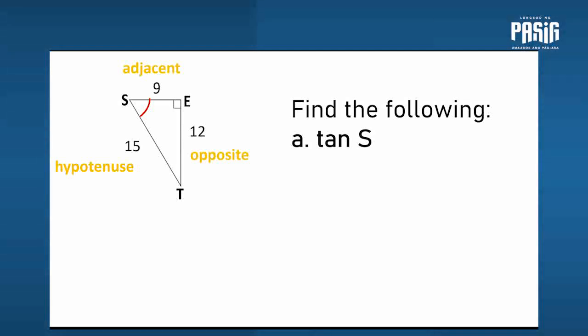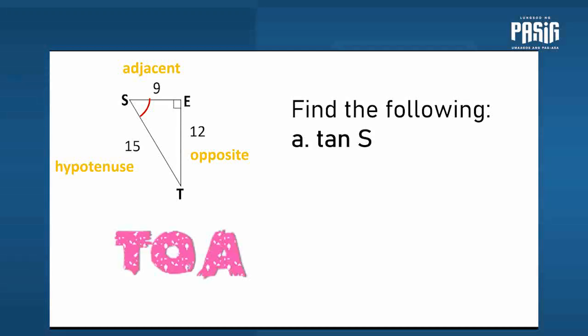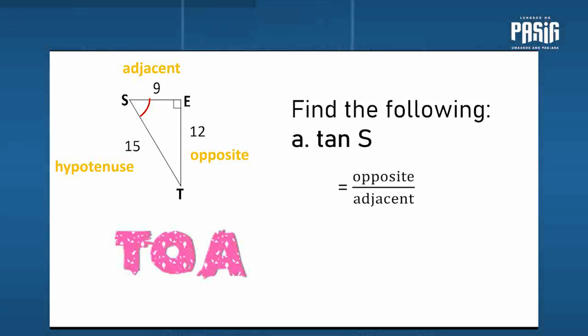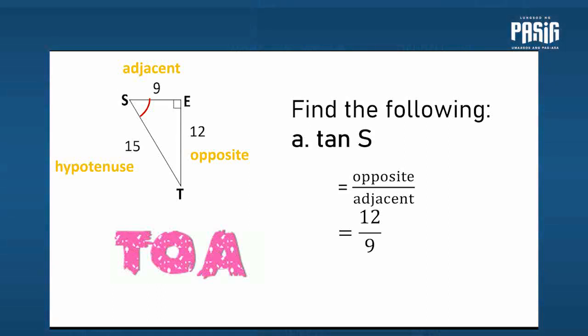Since we are to find the tangent of angle S, use the mnemonic TOA or tangent theta equals opposite over adjacent. In the figure, the opposite side has a length of 12 and the adjacent side has a length of 9. Therefore, the value of tangent S is 12 over 9 or 4 over 3 when simplified.